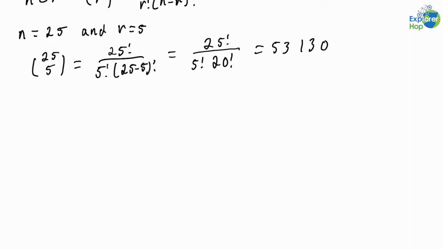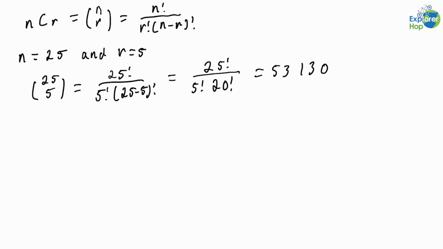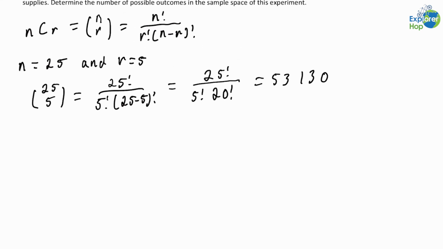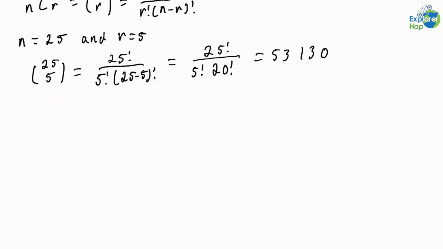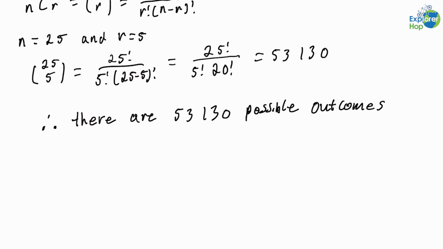53,130. And this therefore gives us the number of outcomes in the sample space, or the number of groups of 5 students that can be chosen from a class of 25 students. So therefore, there are 53,130 possible outcomes in the sample space.